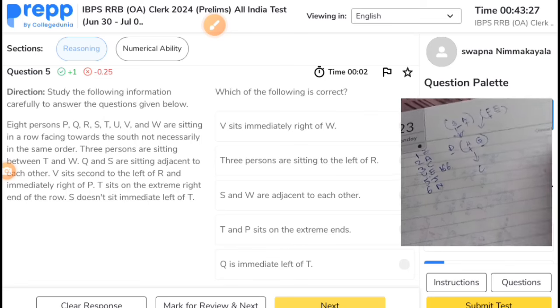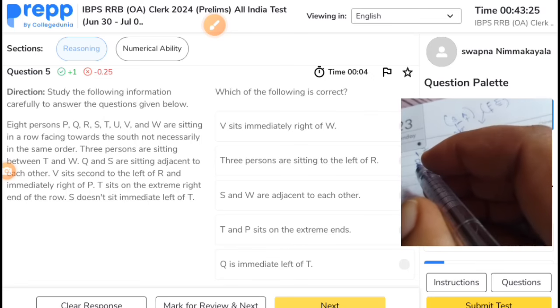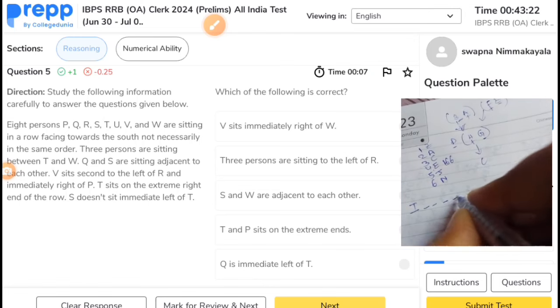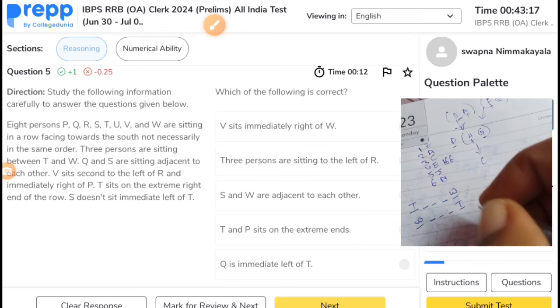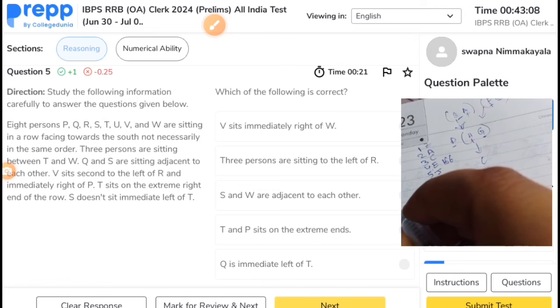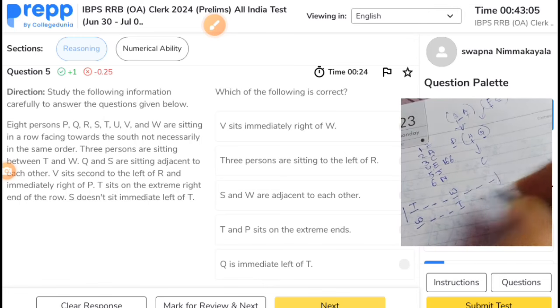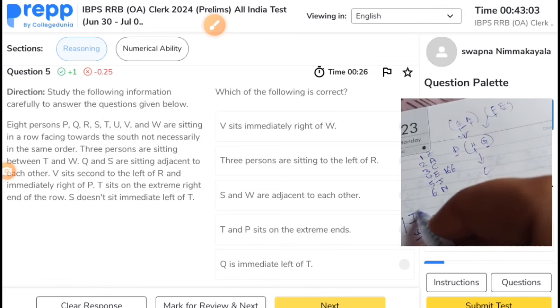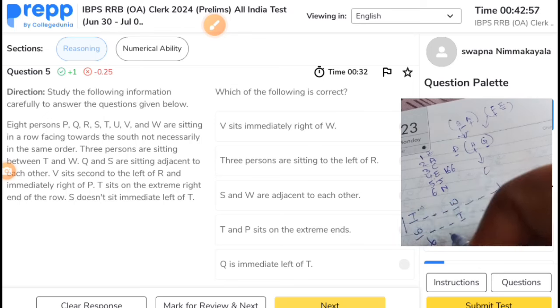149. 8 persons are sitting in a row facing towards south. 3 persons are sitting between T and W. Q and S are adjacent to each other. V is second to the left of R and immediate right of P. T sits on the extreme right end of the row. This 3, 4, 5, 6, 7, 8. Okay, this possibility fails. S is not immediately left of T. P is second to the left of R and immediately right of P.